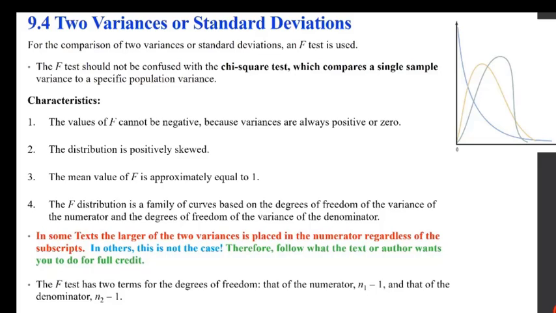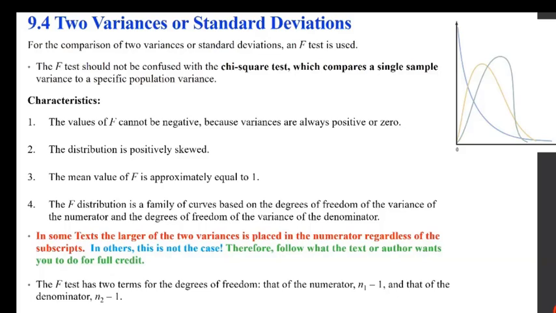Now, this is what I want to emphasize. In some text, the larger of the two variances is placed in the numerator regardless of the subscripts. In others, this is not the case. Therefore, follow what the text or author wants you to do. I want to elaborate on that because I want to make sure everyone understands what we are trying to say. In many texts, because of the limitation of the table, it's a right-tail test, and the larger variance is chosen to be the first group, so it's S1. But it may not be the case in others.